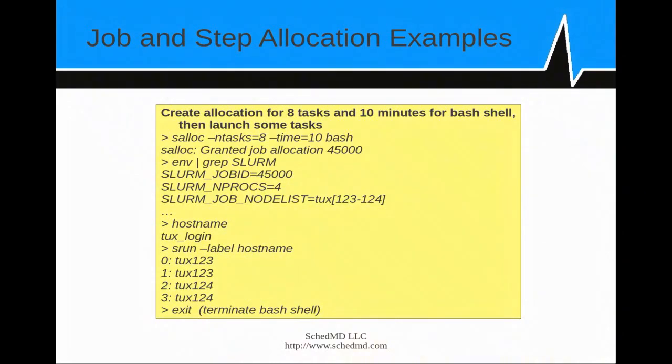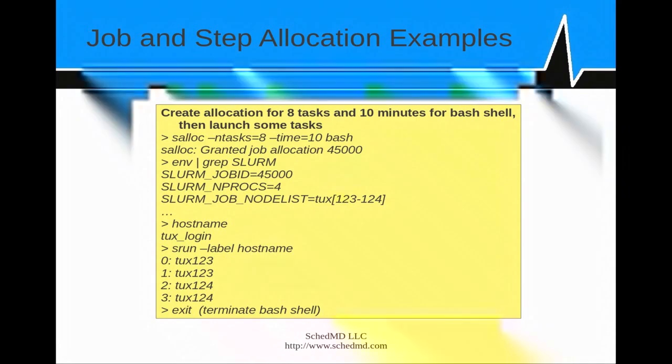The next example is an interactive mode of operation where you run salloc to create an allocation. In this case, I'm asking for resources to run 8 tasks for a 10-minute time period. And it'll wait until those resources are available, and once those resources are available, it will launch the program, in this case a bash shell. I just show a command here where you're printing some environment variables where you'll see what some of the environment variables are.